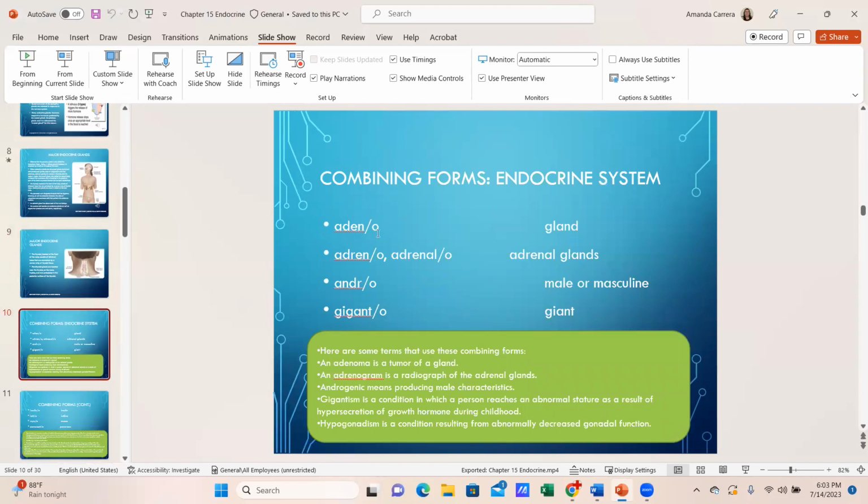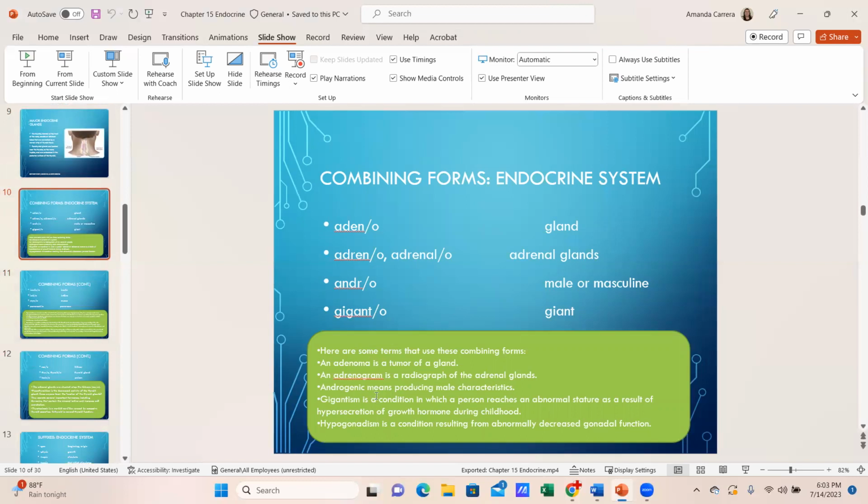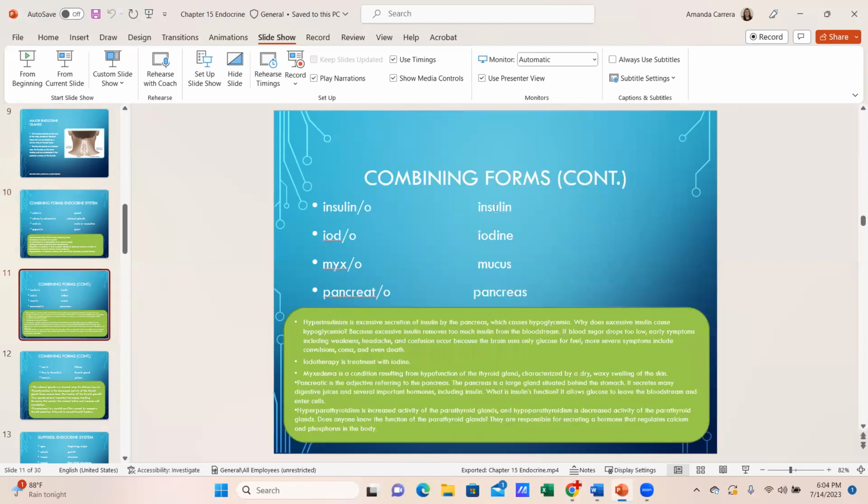In this slide, we piece together how to remember some of the medical terminology, like adenoma, which is a tumor, or the angiogram, which is a radiograph of the adrenal glands. We've got some pituitary gland issues here, giantism. That's how a person reaches abnormal structure, because of too much growth hormone. Again, some prefixes and suffixes here, so you can better understand the medical terminology.